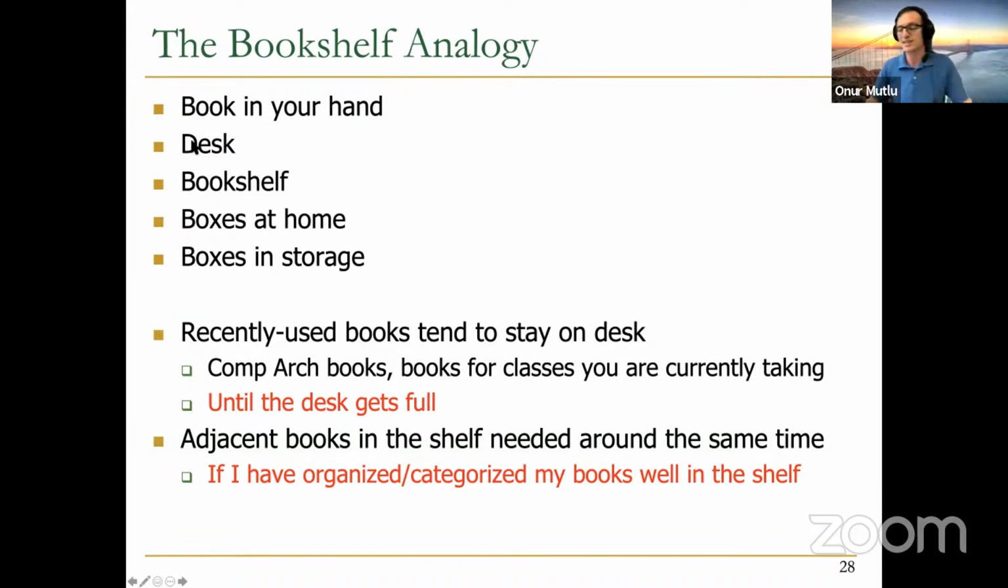If you put things nicely, you may actually need multiple books at the same time, and they happen to be in the same place, in the same region. But if you randomly distribute your books onto your bookshelf, you may have no spatial locality, right? Because you may need a computer architecture book, let's say, and you have 10 computer architecture books, and they're all randomly distributed in your bookshelf, so you have no spatial locality, essentially.